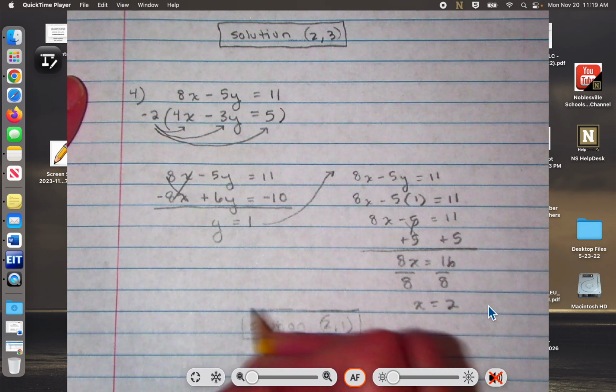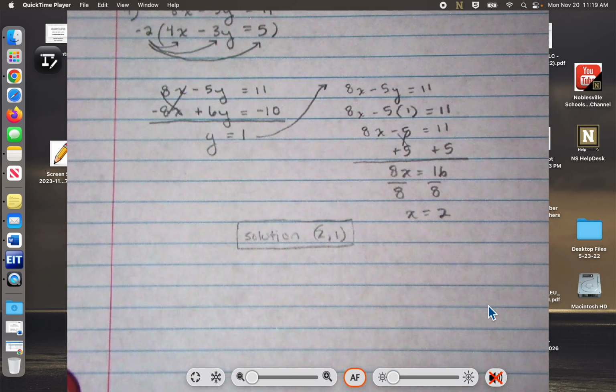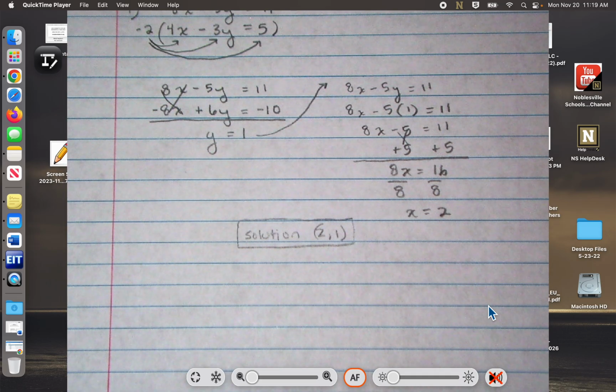Just make sure you put your x and your y in the correct spot for the solution. It's 2, 1. Okay, I'm going to go on to the next paper. We don't want things to be too crowded.